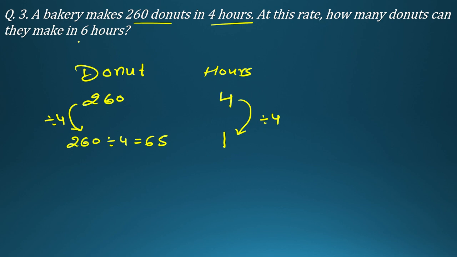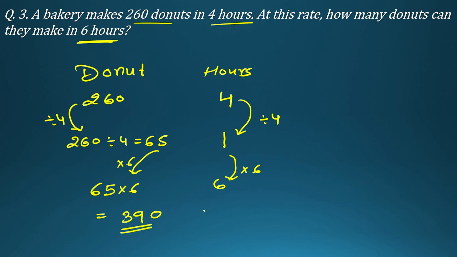Now we want for 6 hours. So from 1, if you want to get 6, what you will have to do? Multiply by 6. So here also you will have to multiply by 6. So 65 multiplied by 6, it will be equal to 6 5s are 30, and 6 6s are 36, and 3 is 39. So 390 donuts they will bake in 6 hours. Okay, like this you can do this question.